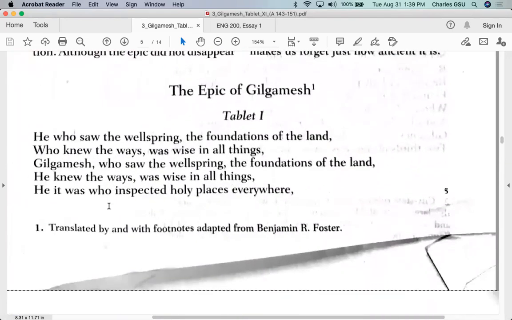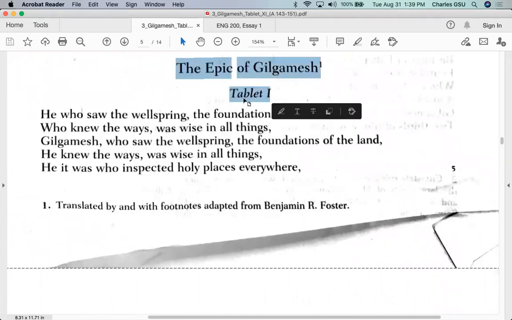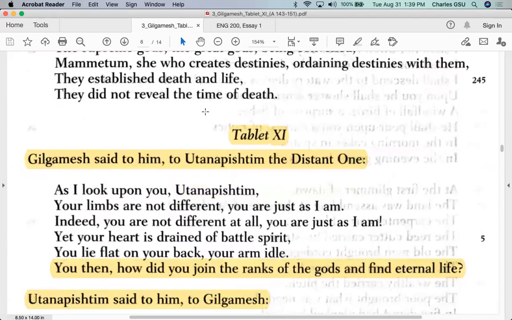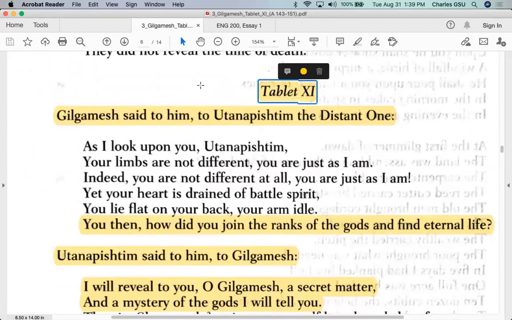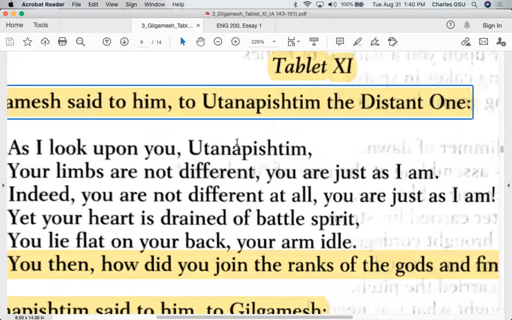So this scan here only, we're not doing tablet 1, we're only doing tablet 11. So it skips here to tablet 11. In this tablet, you basically have 2 main characters. You have Gilgamesh, and then you have this character, Uttanapishtim. I know it looks like a hard word to say, but it's not. If you just break down the first part, it's Uttanapishtim.